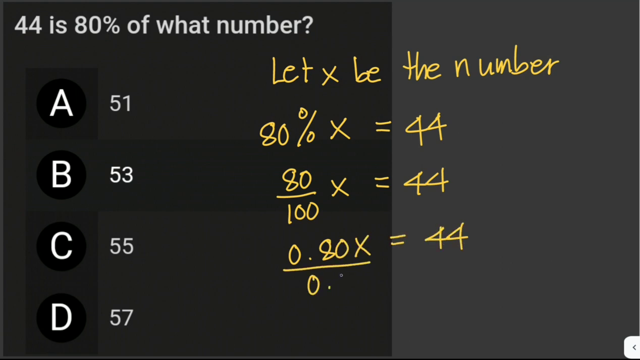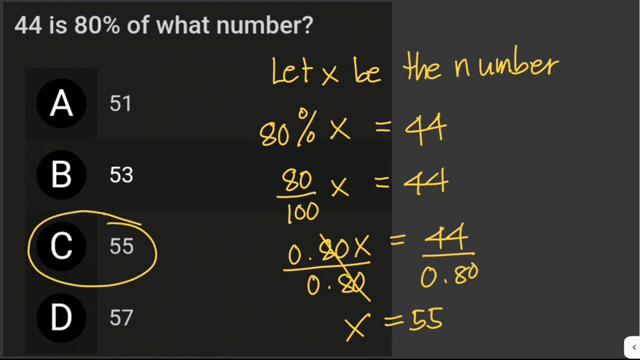We divide both sides by 0.8 to solve for x. Then x is just equal to 55. So the answer here is letter C.